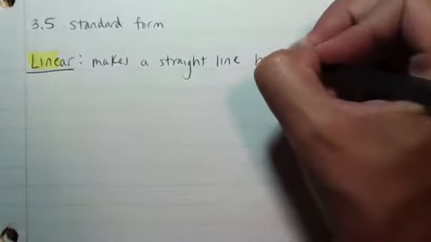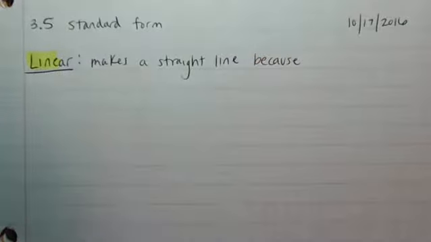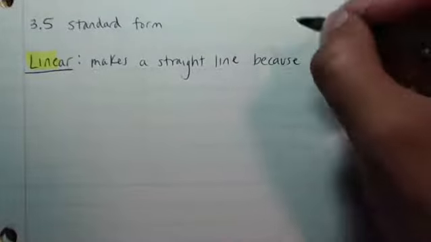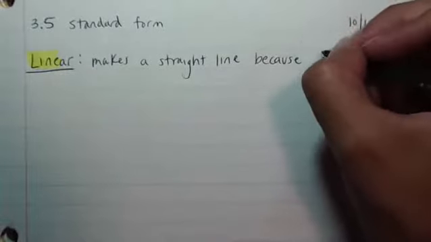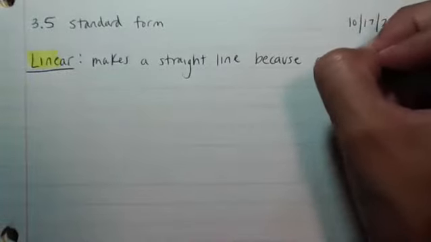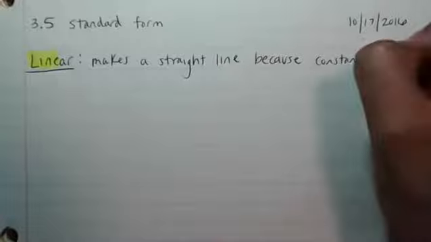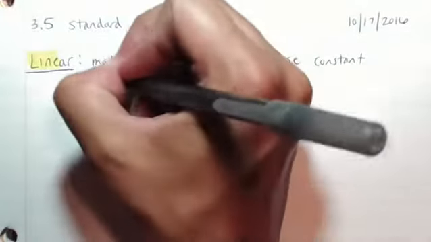Because what makes it have a straight line? Okay, between all the points it has a constant rate of change, which creates that straight line. So it makes a straight line because of the constant rate of change.